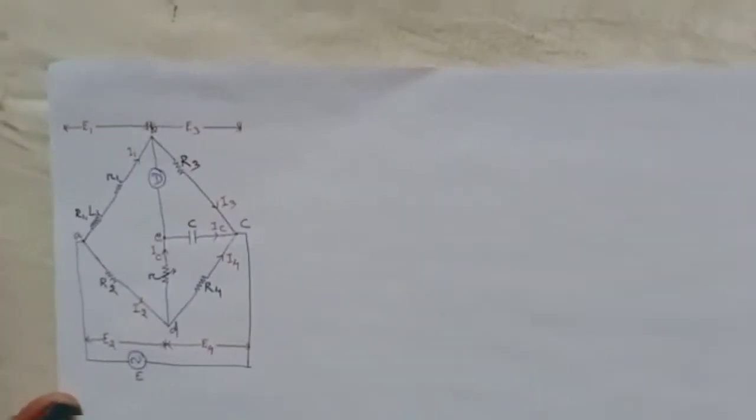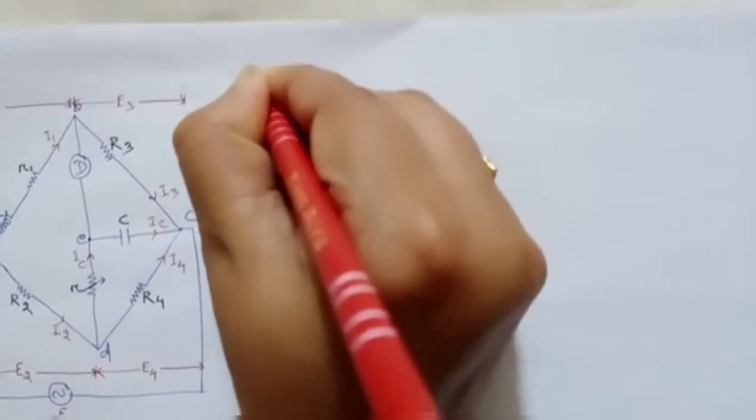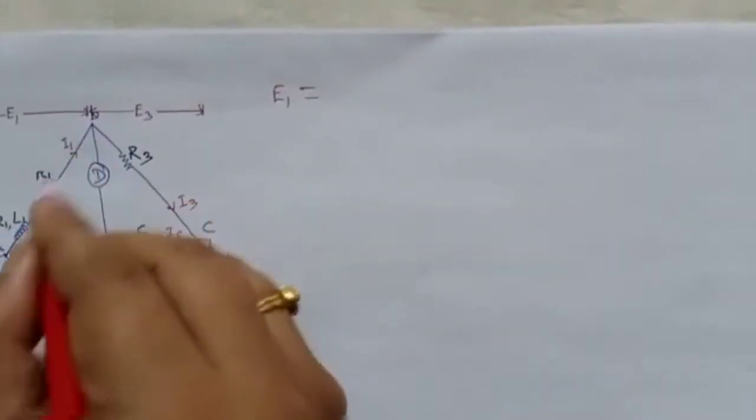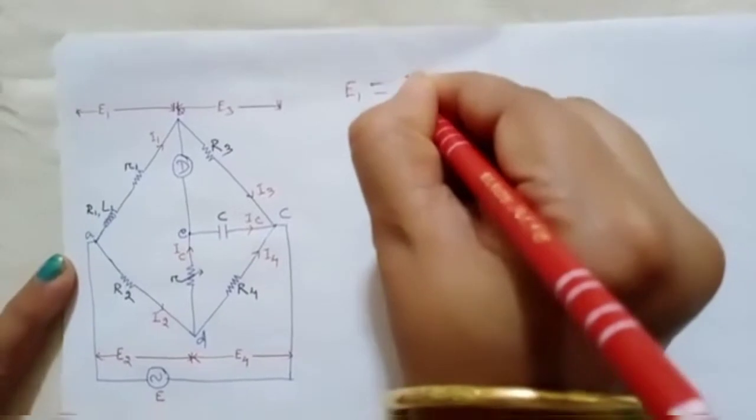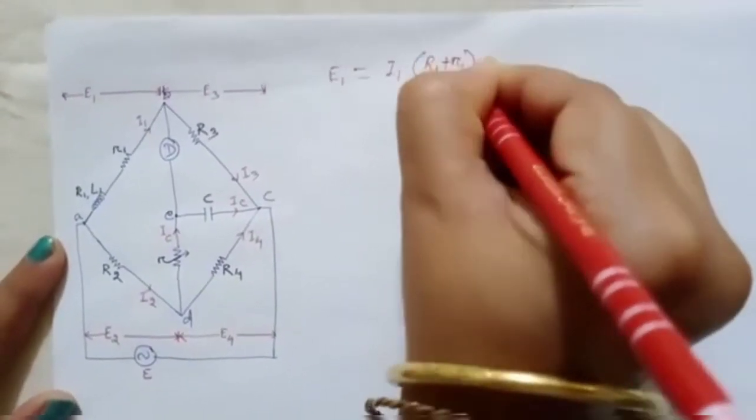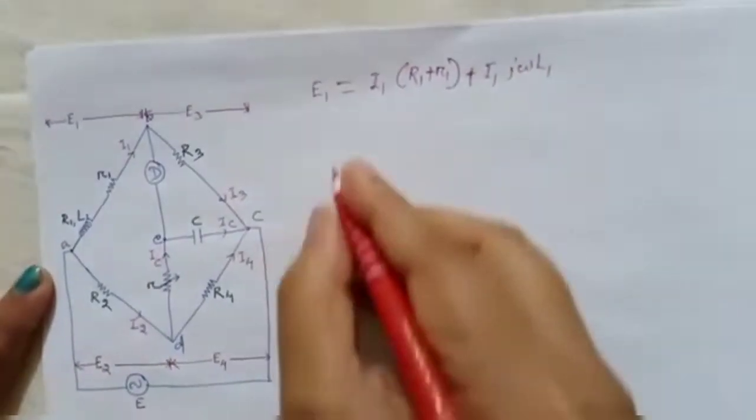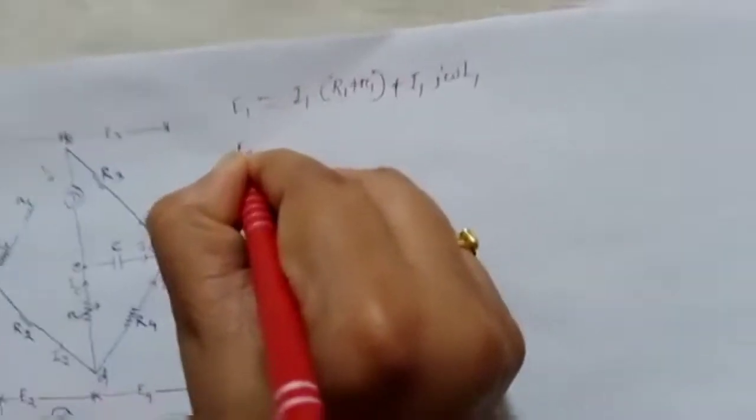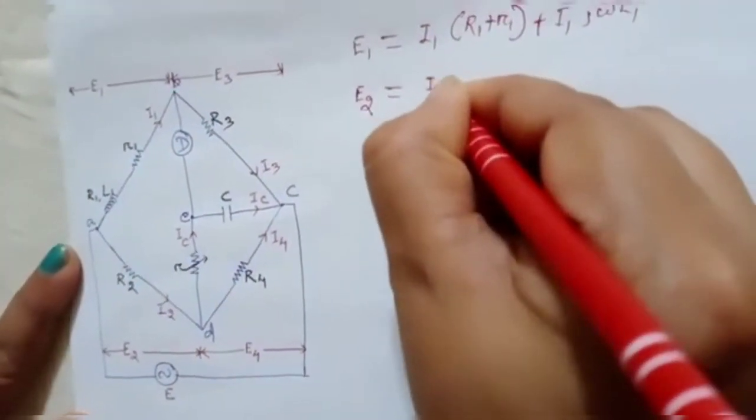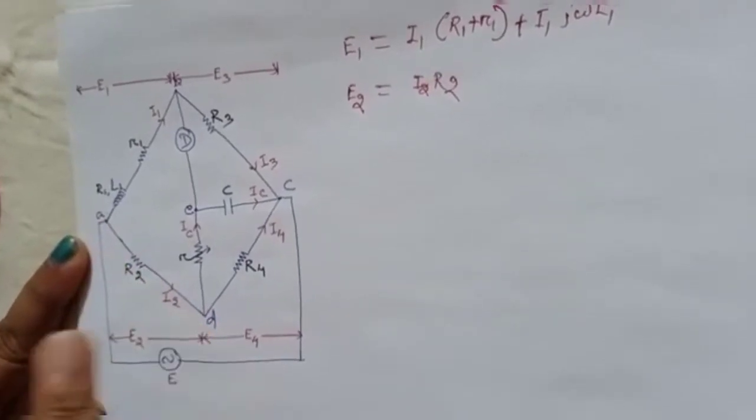So for drawing the phasor diagram, first of all, we have to write down all the voltage and current equations. So the value of E1 is here. This is an RL branch. So it should be I1 into (R1 plus small r1) plus I1 j omega L1. Then the value of E2 must be I2 into R2, because the E2 value is A to D.